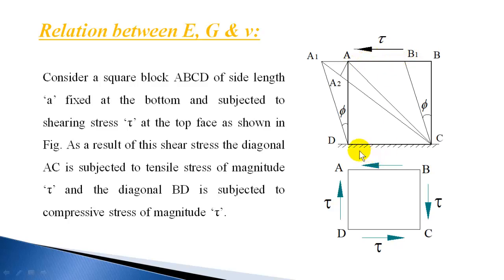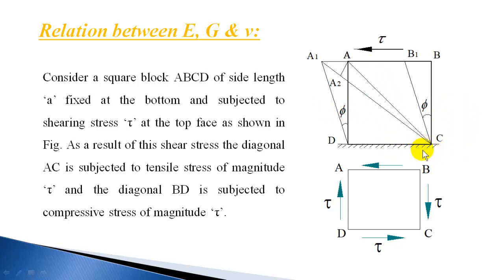Correspondingly, there will be a force acting towards the right at the fixed end. The fixed end will exert a force towards the right. Any plane you take, there will be an opposing force. So shear stress is two parallel forces which try to shear the block, shear the material. This fixed end will exert a rightward force, so that is shear stress acting on the horizontal plane.